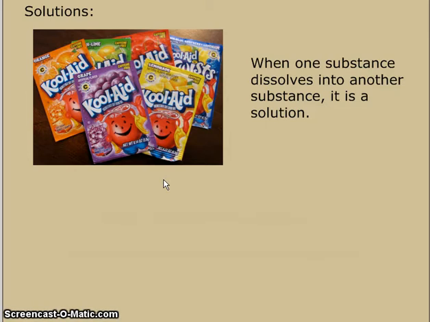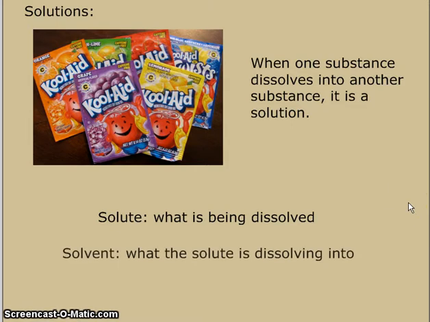To make your Kool-Aid, you take the Kool-Aid powder and you mix it into water. In this particular example, what is being dissolved is called a solute. The Kool-Aid is the solute. The powder that you put into the water is the solute. The solvent is what the solute is dissolving into. So in this particular example, the solvent would be the water that you're putting your Kool-Aid into.